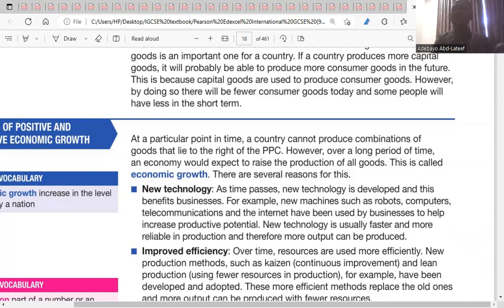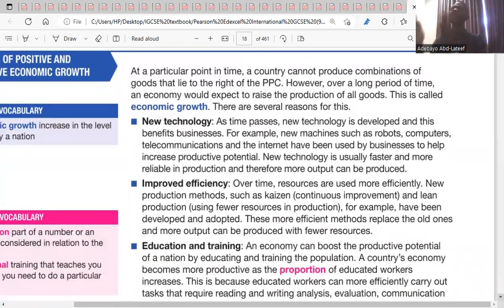Yes. Improved efficiency. What is efficiency? Efficiency means being able to deliver at the right time, getting things done at the right time. So when there's improvement in efficiency, that means people have improved in the ways they do things. Here they said continuous improvement. Kaizen is a Japanese word meaning continuous improvement. So every now and then you continue to get better at what you do. And when you keep getting better at what you do, it means you're going to improve, and improvement will also enhance your production capacity. Do you understand?